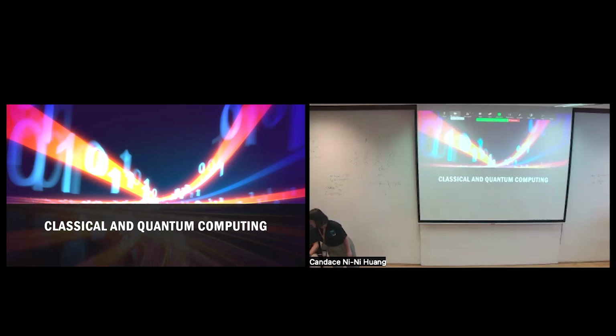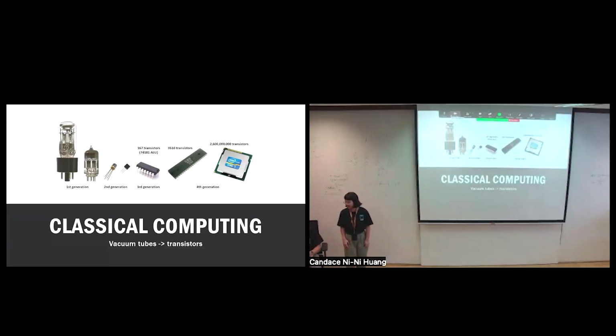So first, for classical computing, the first generation of computers started from vacuum tubes in 1939. The vacuum tube is quite slow and weak, and it can generate a lot of heat like light bulbs. By the early 1960s, someone invented the transistor, so it's much lighter and also smaller, more efficient, and requires less energy. As you can see, as time passes, we have more and more transistors inside one single chip.